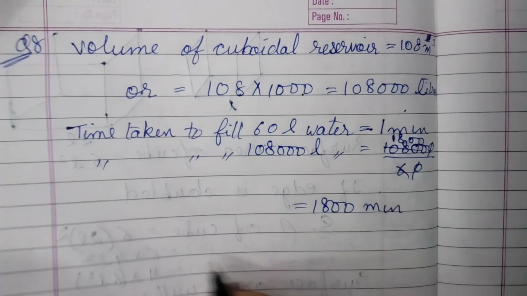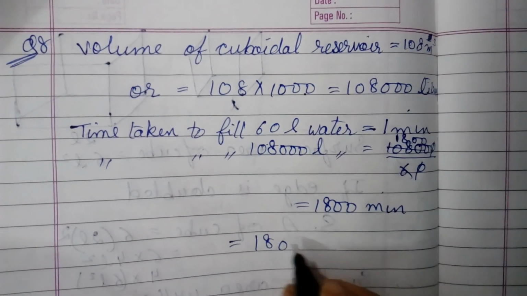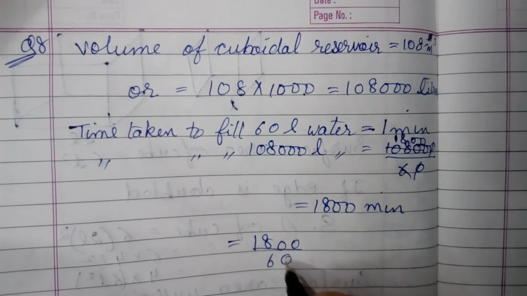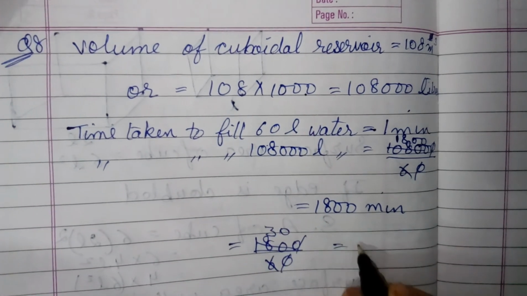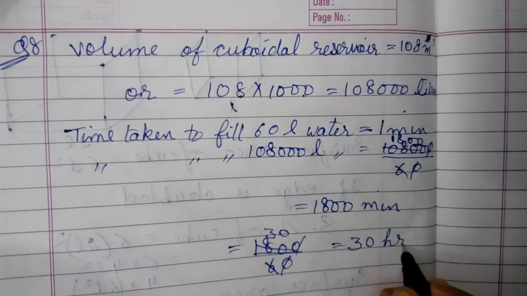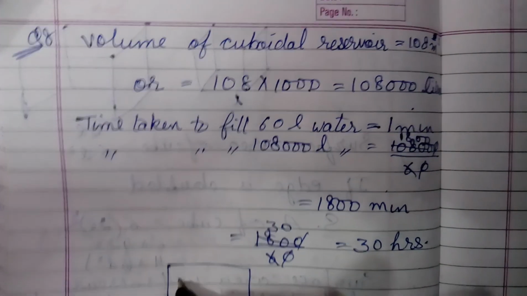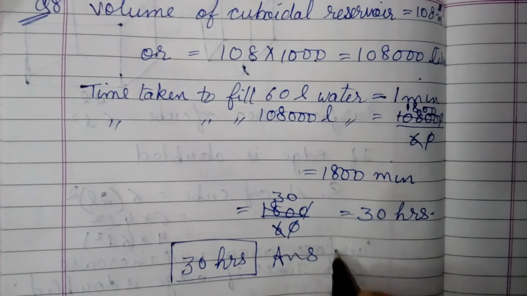But we have to convert into hours. Therefore, divide the minutes by 60. So 6 3s are 18. So you will get 30 hours. So how much time is needed to fill the tank? 30 hours are needed to fill this tank.